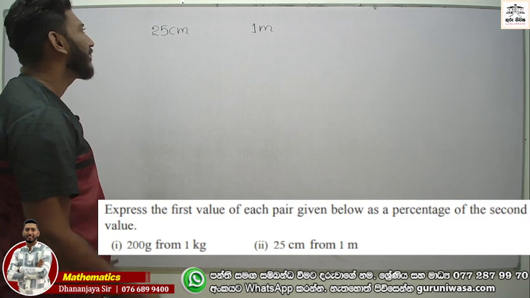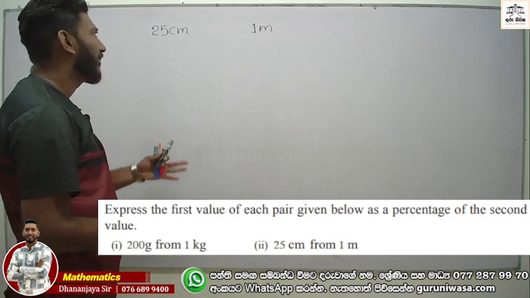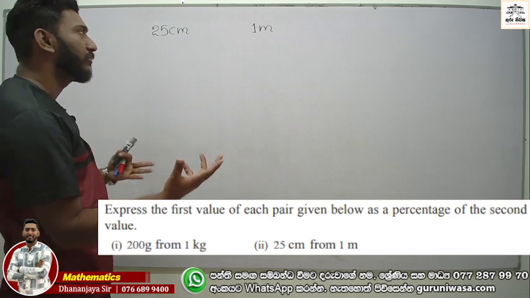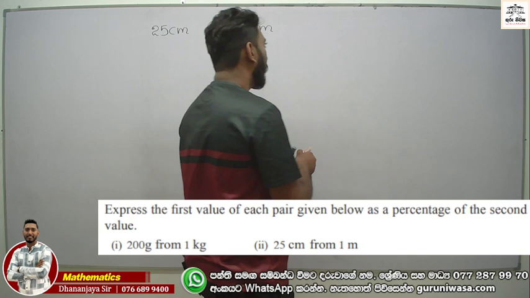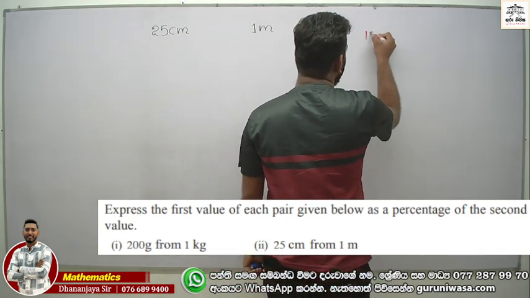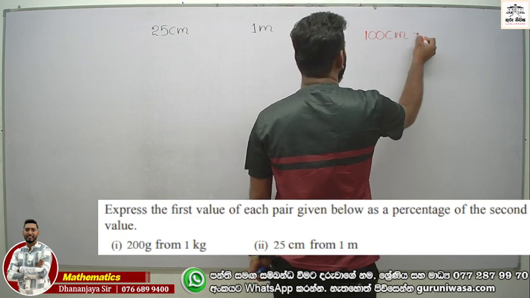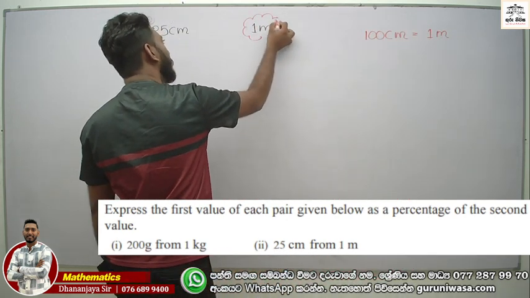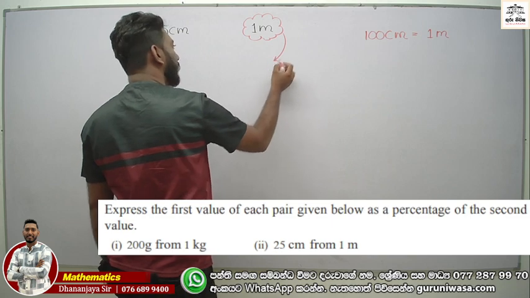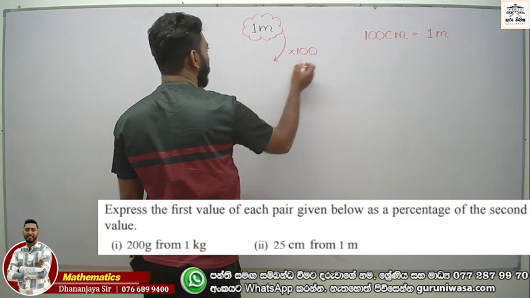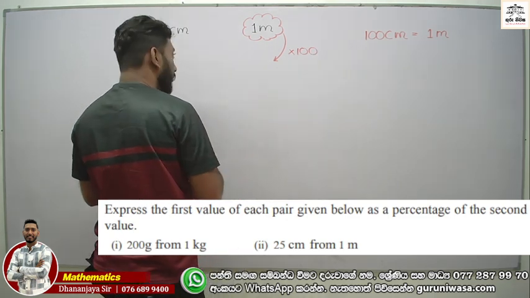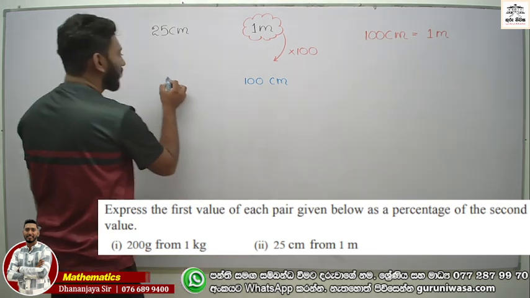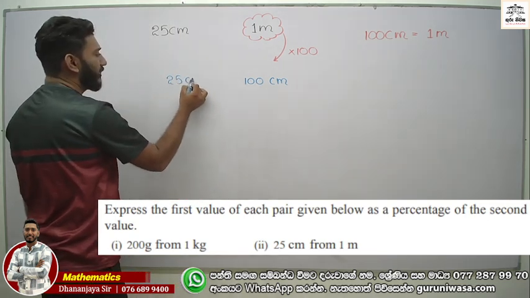Now, what is the relation between centimeters and meters? Centimeter is the smallest unit, therefore the meter is the greatest one. You know, 100 centimeters is equal to 1 meter. Therefore, 1 meter you can change into centimeters by multiplying by 100. Now this one becomes 100 centimeters. Now this one is 25 centimeters.